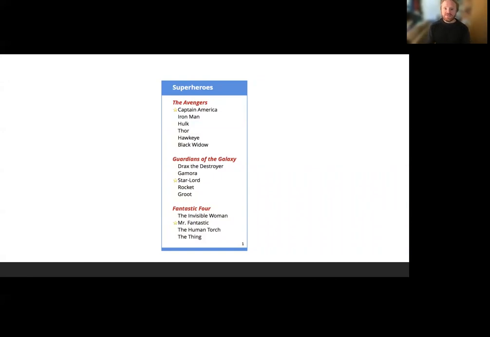Let's look at this list of superheroes. Think to yourself over the next, let's say 30 seconds, about the various ways in which repetition is used to bind or group elements of this page together. Take 30 seconds and just look at the page and think to yourself. I'll be right back. Water break.